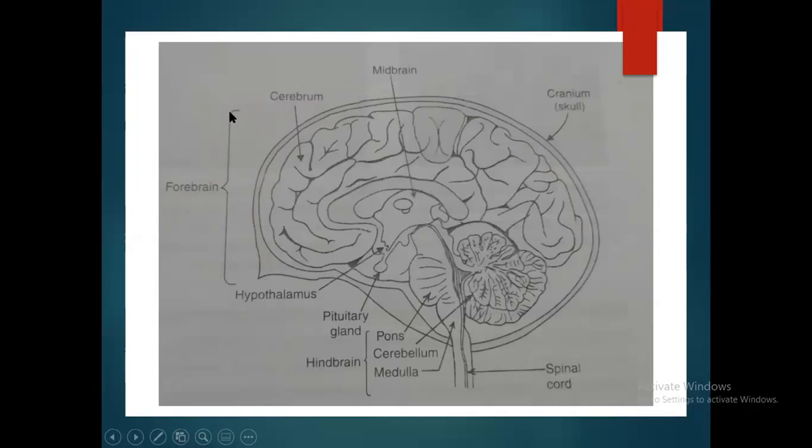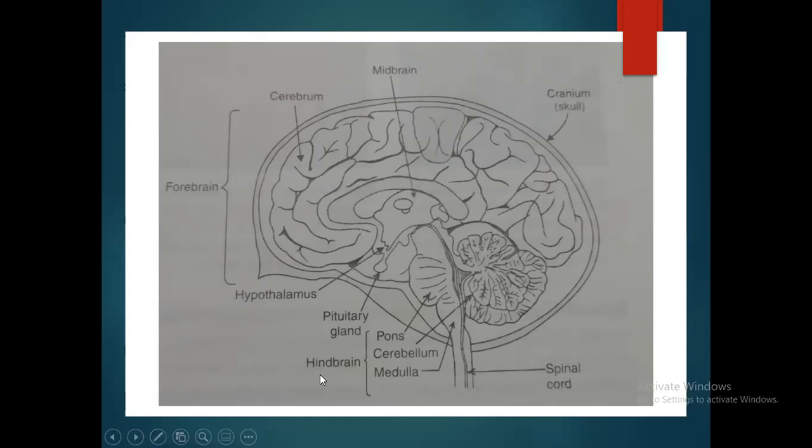Forebrain consists of two parts, that is cerebrum and hypothalamus. What is the cerebrum? The cerebrum is the main thinking part of the brain and it is the site of learning, reasoning, intelligence, personality, etc. And all the voluntary actions are controlled by the cerebrum. What is the midbrain? The midbrain controls the reflex actions and reflex movement of head, neck and trunk in response to visual and auditory stimuli.